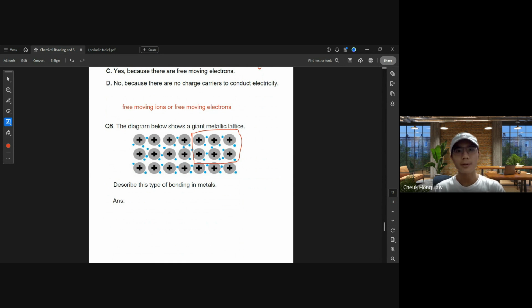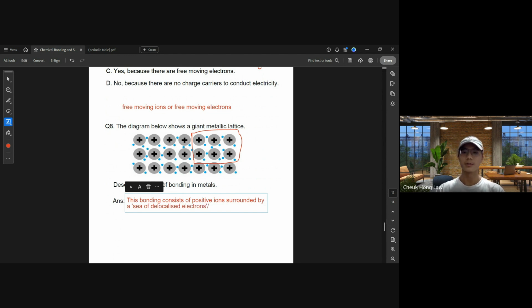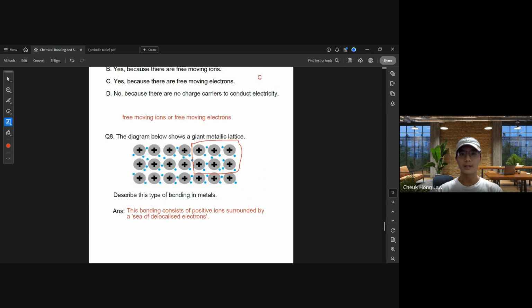Question 8. The diagram below shows a giant metallic lattice. Describe this type of bonding in metals. Okay, so when they ask to describe, it's very simple. You just have to say this bonding consists of positive ions, so your gray circles here, surrounded by a sea of delocalized electrons. Okay, that's it.